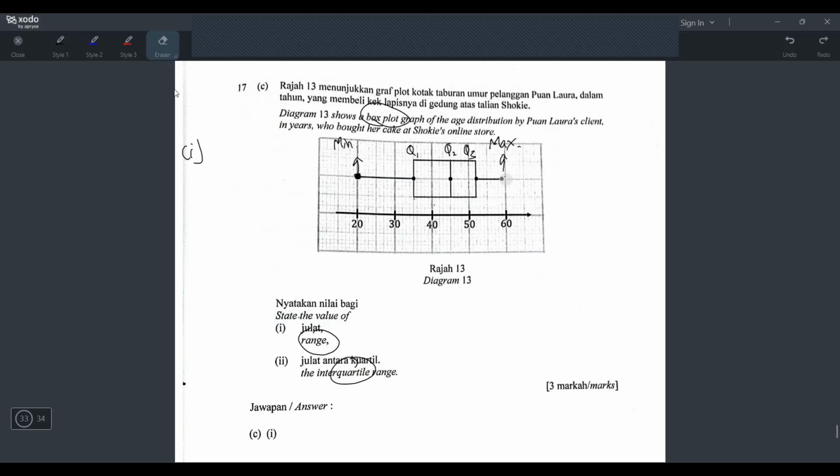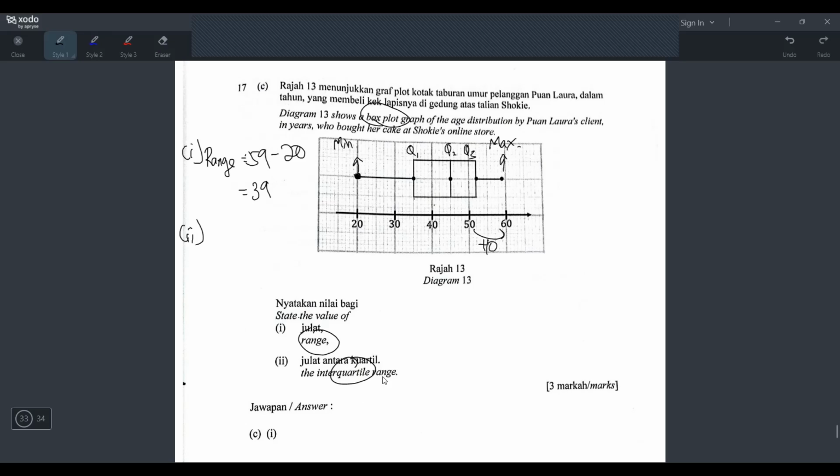Okay, so to find the range, what's the range formula? Maximum minus minimum. So we'll look at this point, 60, go back one box. So 60 to the left by one box is 59, because from here to here is plus 10, right? 50 plus 10 is 60, so one box is 1. So this one is 59. But we have to minus the minimum, which is 20, and I'll end up with 39.